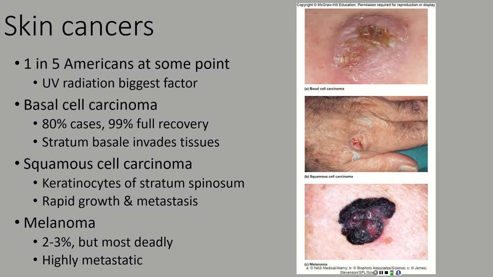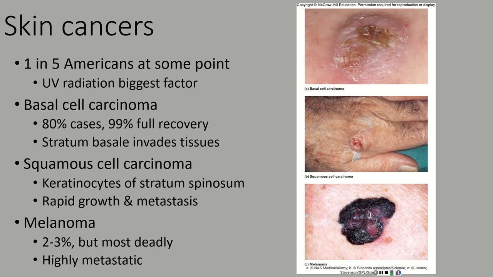Now let's wrap up with talking about things that can go wrong with the skin. And we will start by talking about different types of skin cancer. Now, about 1 in 5 Americans at some point in their life will get some sort of skin cancer. And regardless of the type, the biggest contributing factor is ultraviolet radiation from the sun.